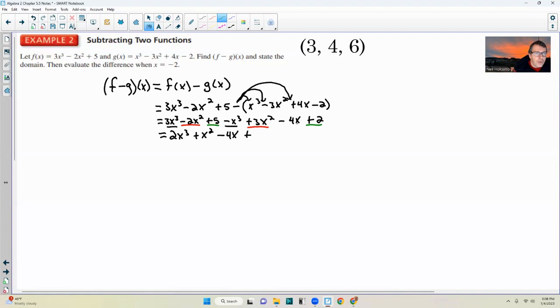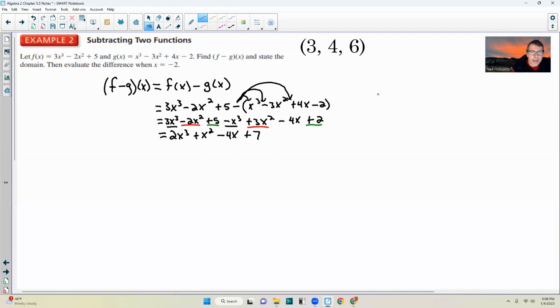There is no linear term over here, so be careful and just bring that down. And then finally, plus 5 minus 2 or plus 2 is plus 7. Okay, so I got 2x cubed plus x squared minus 4x plus 7.